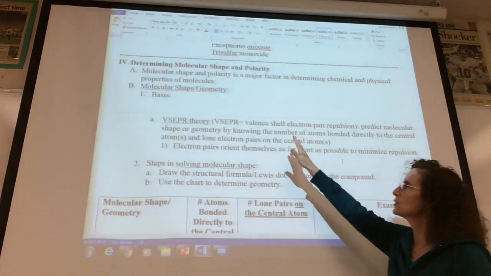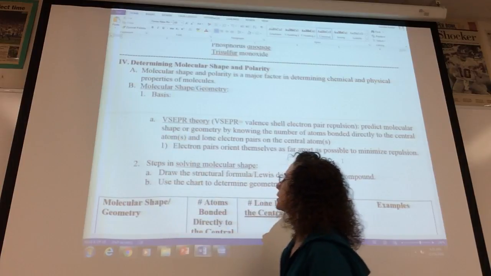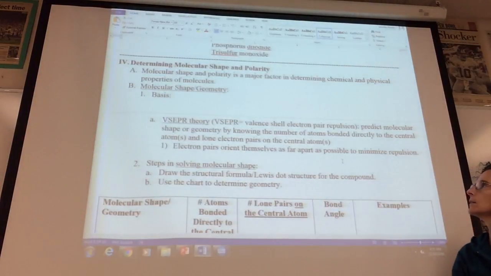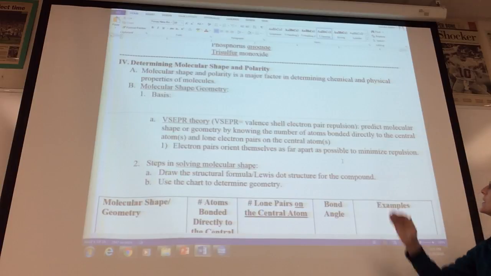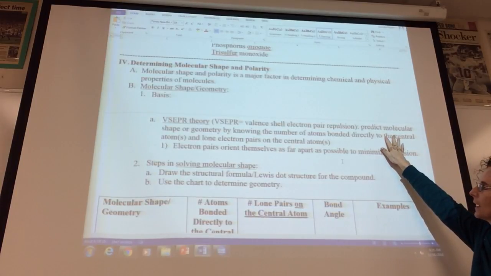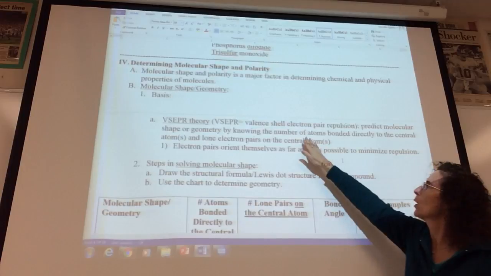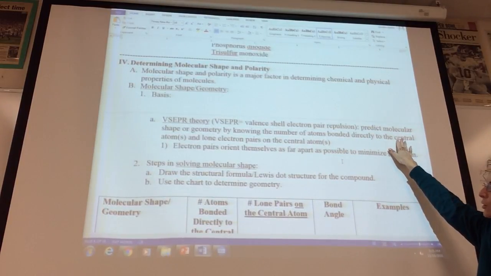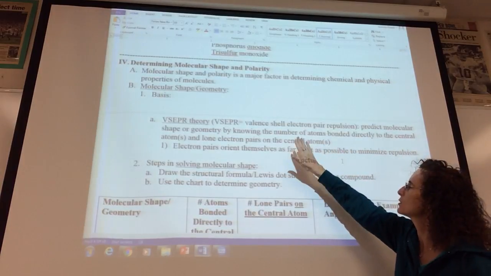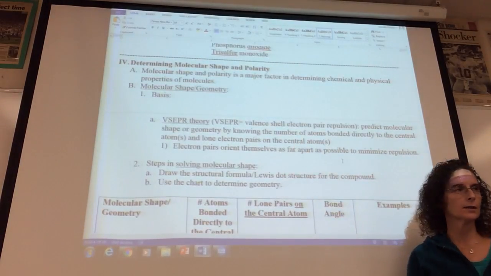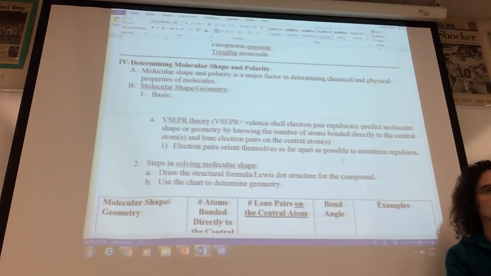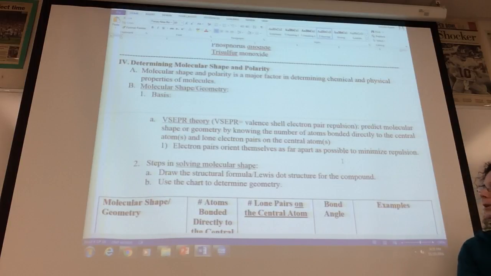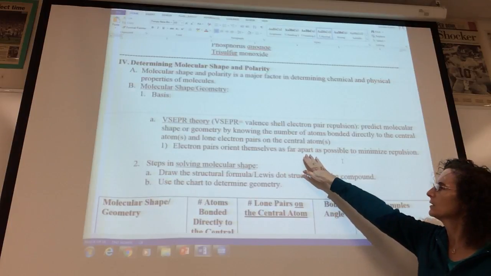The whole basis for determining shape is based on a theory known as VSEPR, for valence shell electron pair repulsion, and this allows you to predict the shape, and you can do that if you know how many atoms are bonded directly to the central atom. I'll show you what I mean. And how many lone pairs are on the central atom, not a terminal, but the central atom. So your focus is on how many atoms bond directly to the central atom and how many lone pairs are on the central atom.